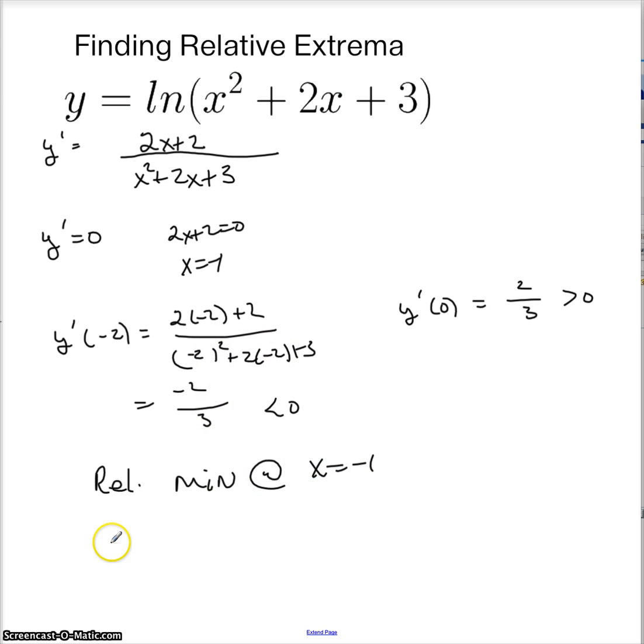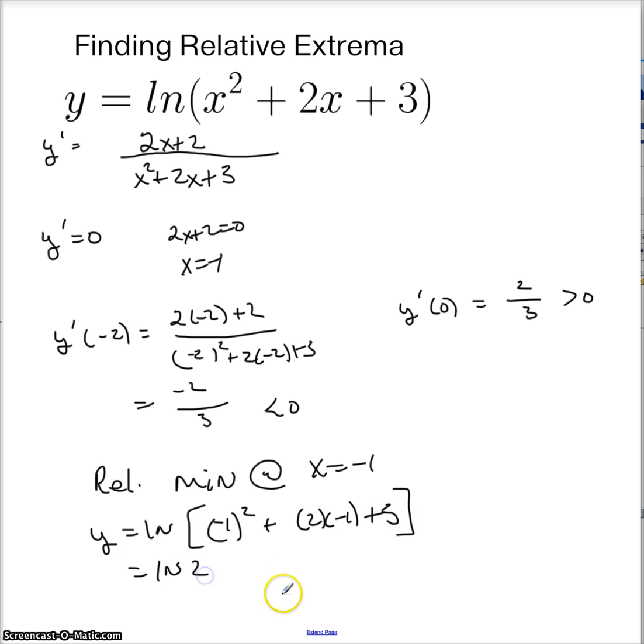When x is negative 1, what is y? y is the natural log of negative 1 squared plus 2 times negative 1 plus 3. So this is natural log of 2. So we have a relative min at the point negative 1, natural log of 2.